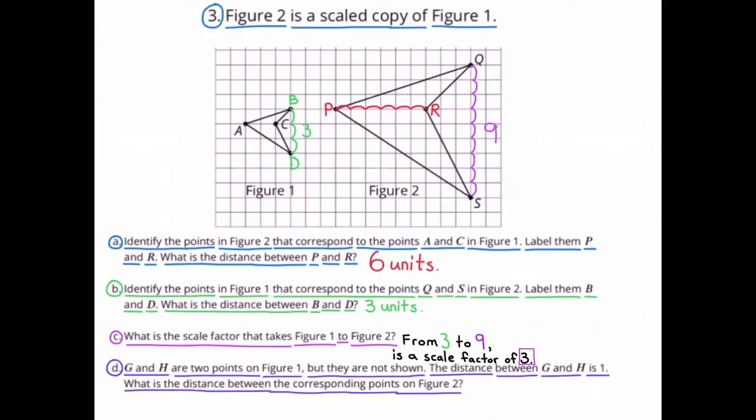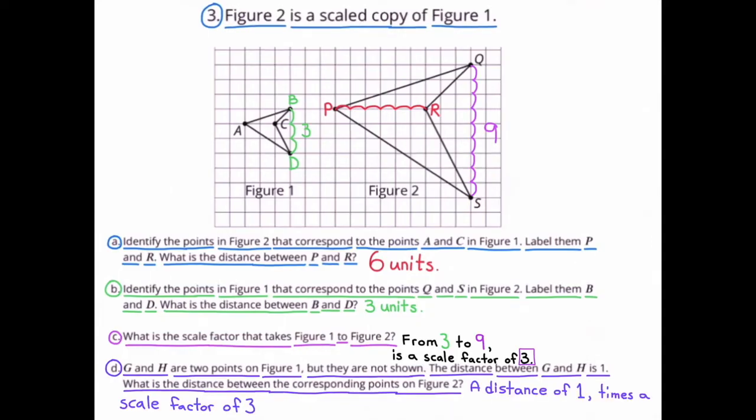D. G and H are 2 points on Figure 1, but they are not shown. The distance between G and H is 1. What is the distance between the corresponding points on Figure 2? We've already figured out that the scale factor is 3. So if the distance between points G and H on Figure 1 is 1 unit, then the corresponding distance on Figure 2 would be 1 times 3, which is 3 units.